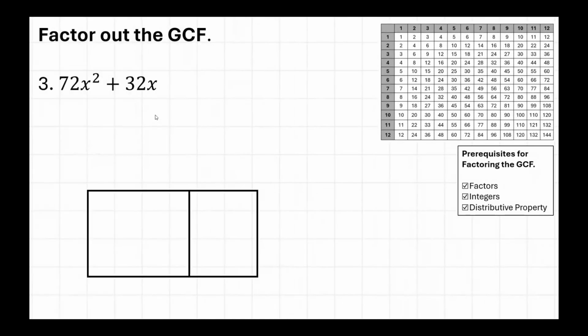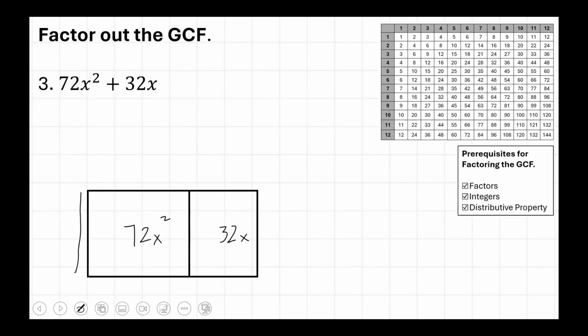Question number 3, we have 72x squared plus 32x. So again, we go back to the horizontal orientation just for you to see that whatever orientation we have, as long as we understand the common side, that's where you're going to write your GCF. All right, so let's try to write the GCF of 72x squared and 32x.